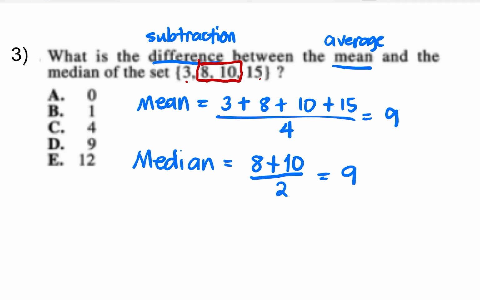The question earlier was, what is the difference? So we're going to take 9 minus 9. The difference between these two makes it 0. So letter A is the answer. Let's try another problem.